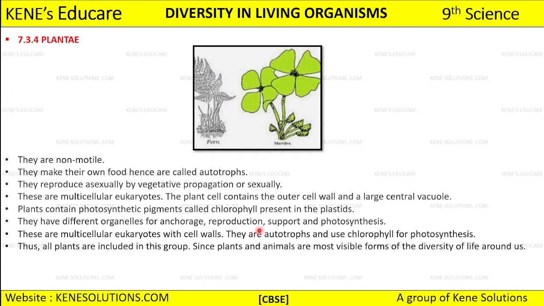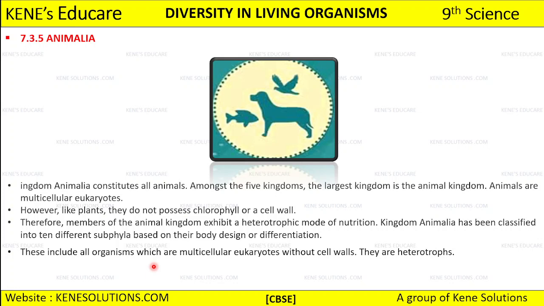Okay, so plants are autotrophs, meaning they make their own food, and they use chlorophyll for photosynthesis, and thus we can say that all plants are included in this group. And since we all know that plants and animals are the most viable forms of diversity of life which we can find around us, right? That is the reason plants and animals are further divided into different groups. Then we have Animalia. So kingdom Animalia is obviously going to have all the animals together, right?